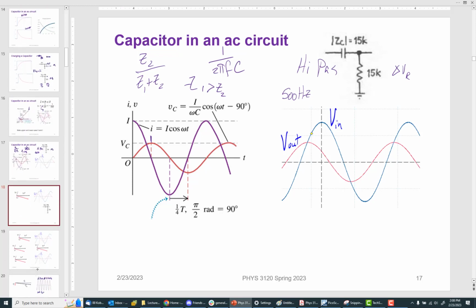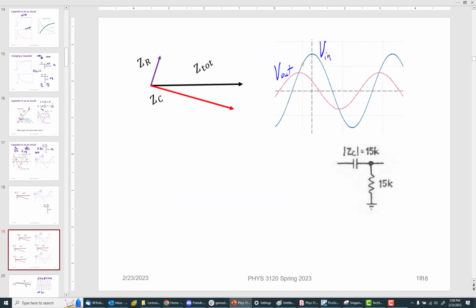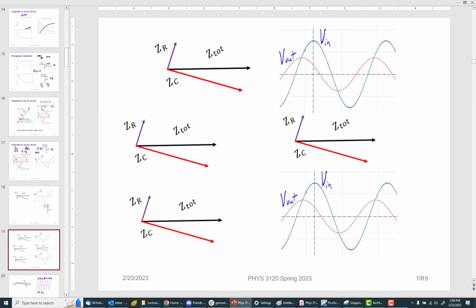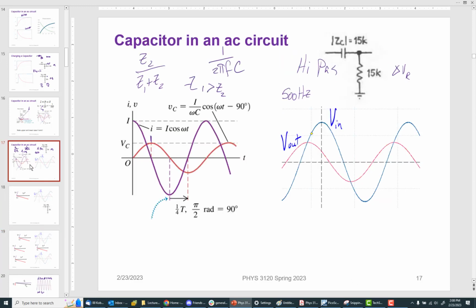And that goes back to the better way to look at it. Oops. Maybe I'll go back to this just for a second. You see, in general, the phase shift is directly proportional to Z of C. So when Z of C is large, you expect to see more of a phase shift, because the phase shift is a combination of the contribution of the capacitor and the resistor.